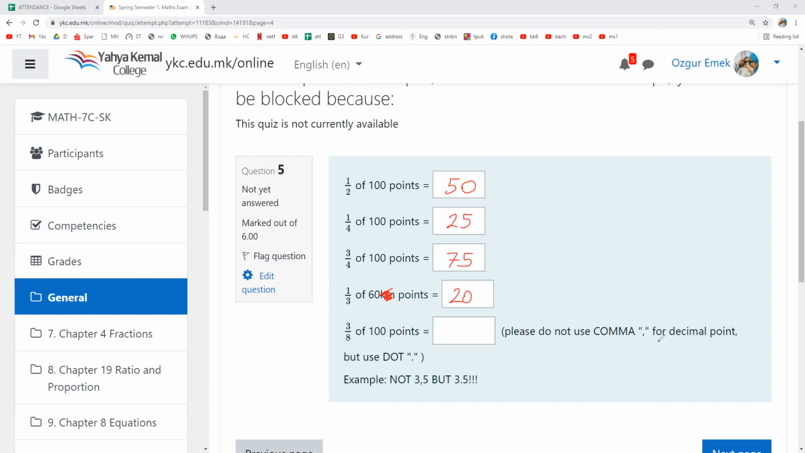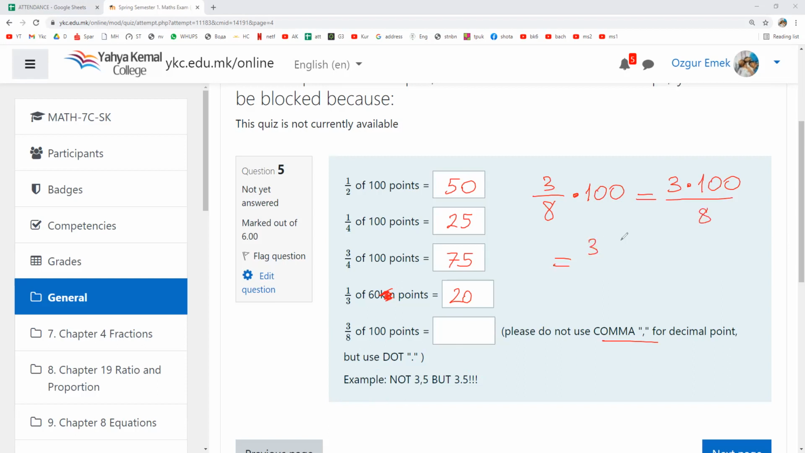And now what is 3/8 of 100 points? I ask you not to put a comma, but decimal points. And there is an example given even. 3/8 of 100. Remember, this whole number is only multiplied by the upper number. 100 will be multiplied by only 3, not by 8.